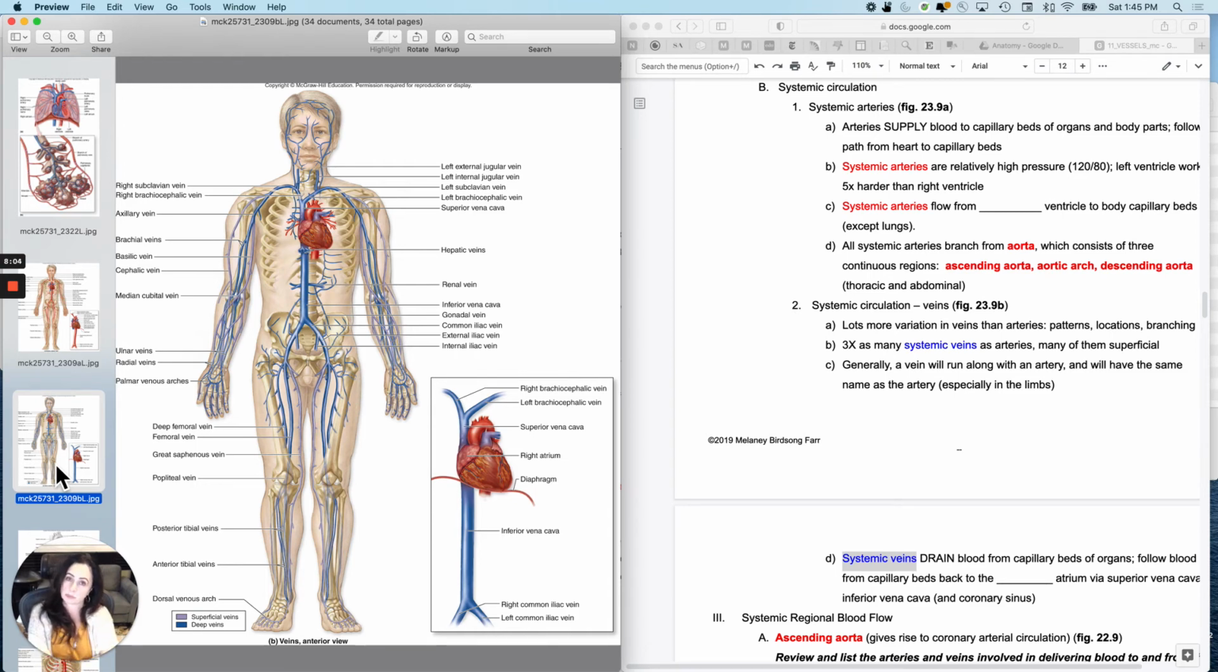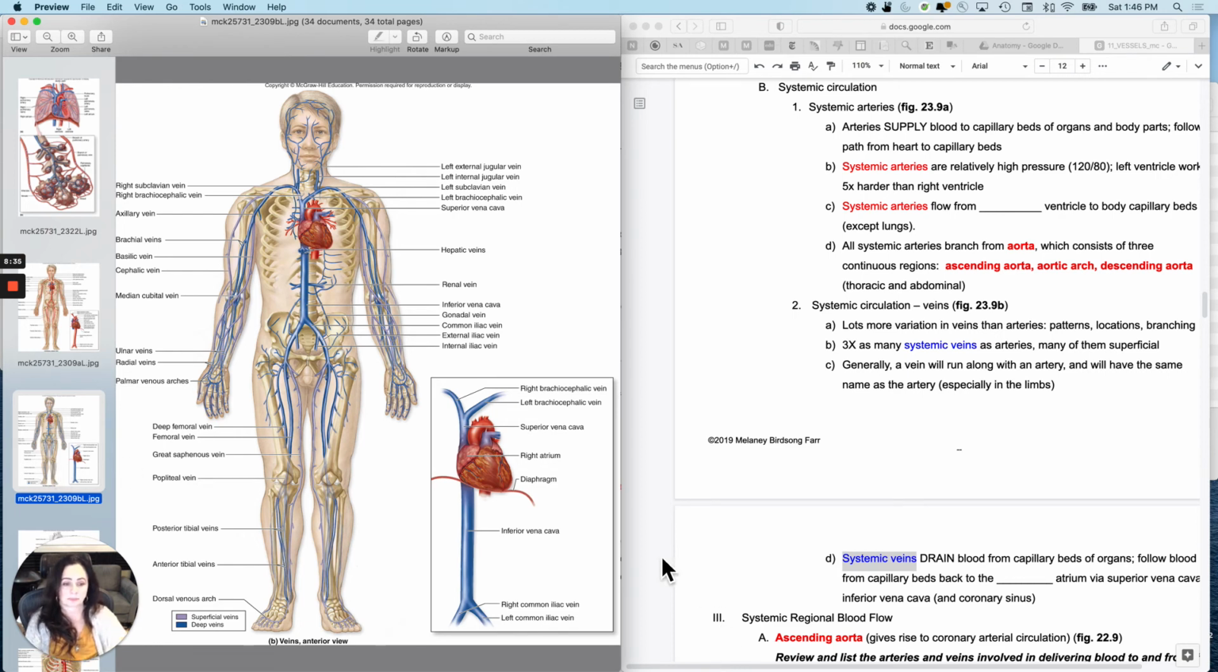And a lot of them are superficial. There tend to be a decent amount of superficial veins. If you look at your own wrists right now, or at the dorsal surface of your hand, you can see those superficial veins. Very few superficial arteries. Didn't really evolve that way very often. It's not very safe. Now, generally, a vein will run along with an artery and will have the same name as the artery, with the exception of the superficial veins, because those you're not usually running with an artery.